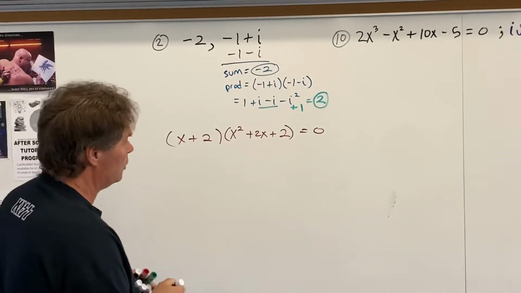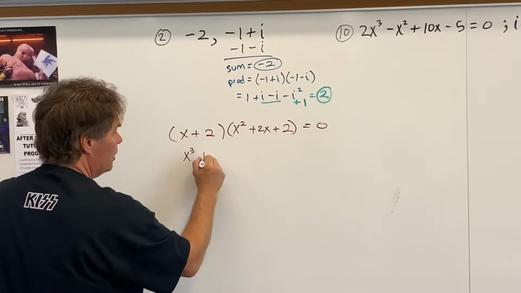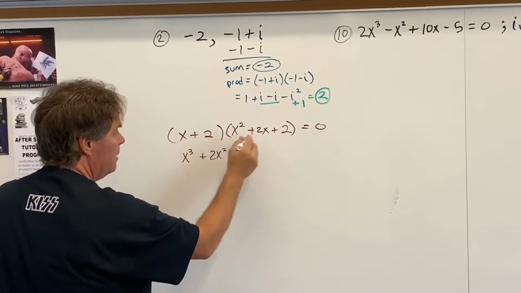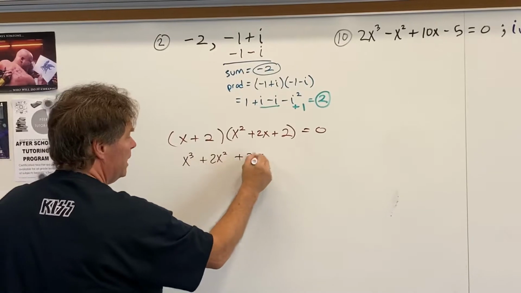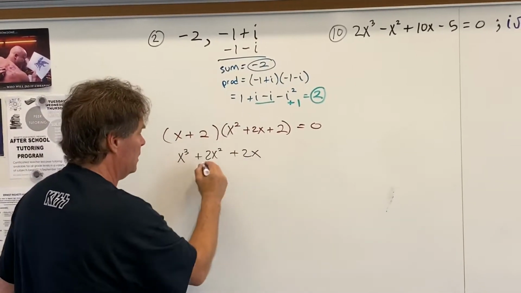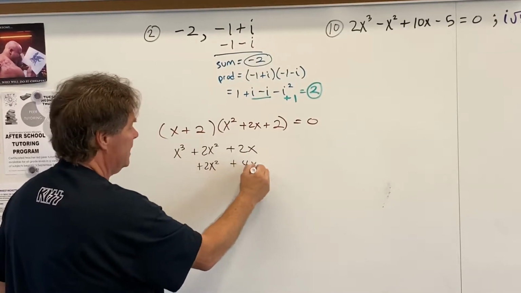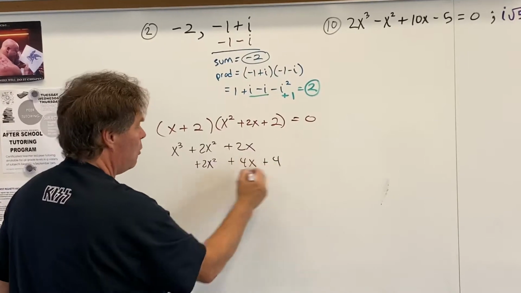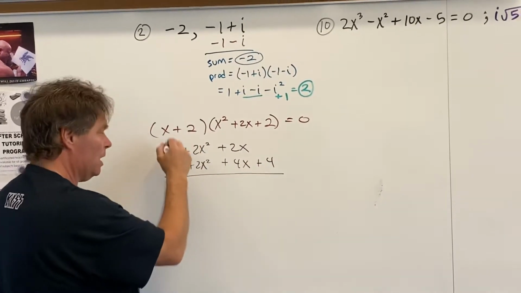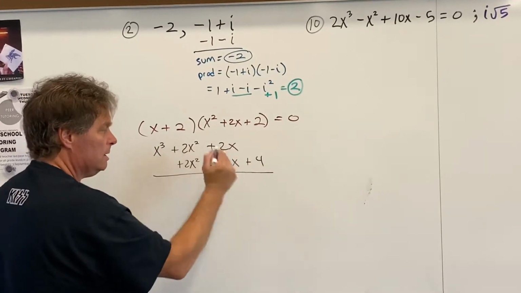So let's go ahead and multiply it out. X times x squared, x to the 3rd, plus 2x squared plus 2x, that's x times each of these. Now I do 2 times each of these. 2 times x squared is 2x squared. 2 times that is 4x. 2 times that is 4. Notice I'm lining everything up: 3rd power, squared power, single power x, constant.